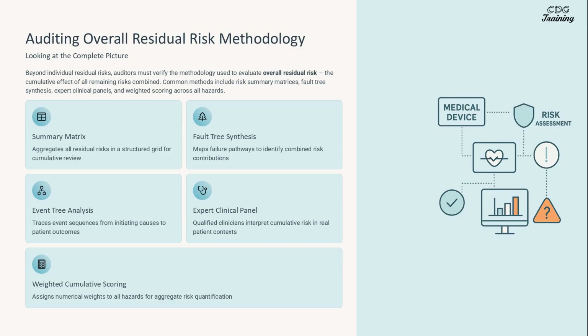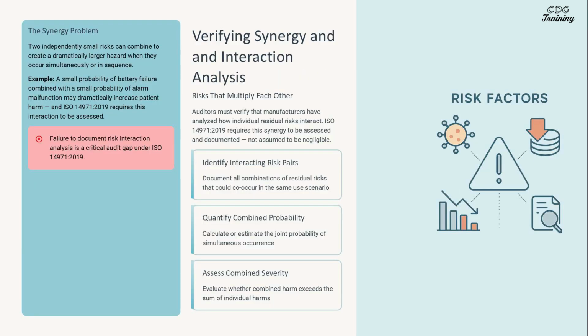Beyond individual residual risks, auditors must verify the methodology used to evaluate overall residual risk. This includes summary matrices, fault tree synthesis, and expert clinical panel evaluations. Manufacturers must address how individual risks interact to create larger hazards. Failure to document risk interaction analysis is a critical audit gap under ISO 14971-2019.